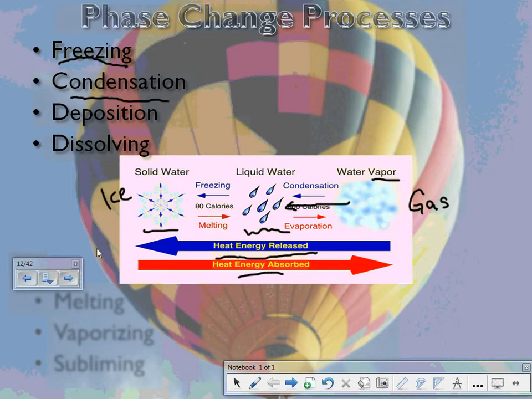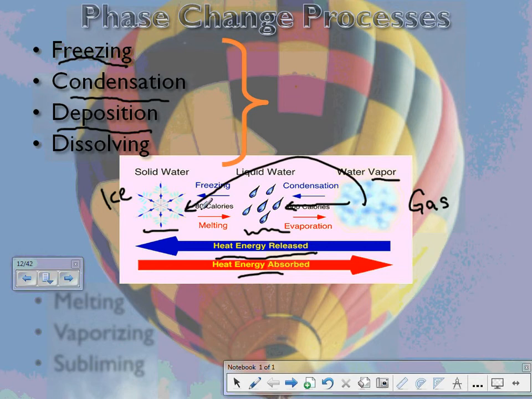Let's look at this crazy term, deposition. Deposition is when a gas becomes a solid without ever being a liquid. That's pretty rare for water to do that in Earth's atmosphere. That doesn't happen very often for water, but it's pretty common for carbon dioxide. That's why we call it dry ice, because it never becomes a liquid, not at regular temperatures.